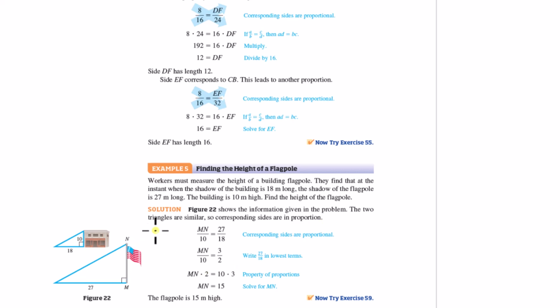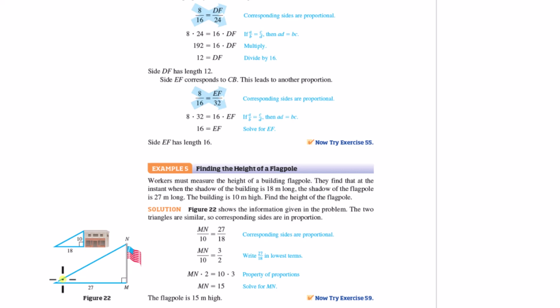So based on the shadow, you can conclude that the triangles are similar, right? Because the orientation of the sun to the building and the flagpole is going to be exactly the same. The sun's rays are coming in at the exact same angle. So you can assume that the two triangles are the exact same shape, but not necessarily the same size.